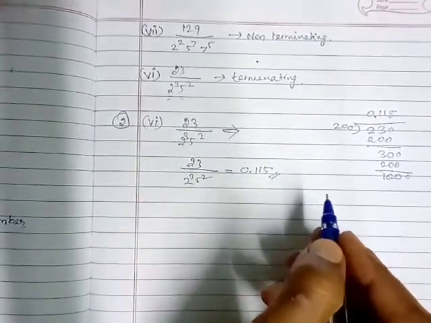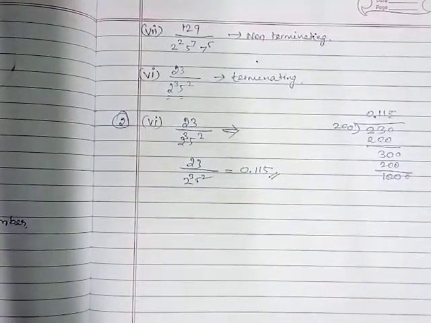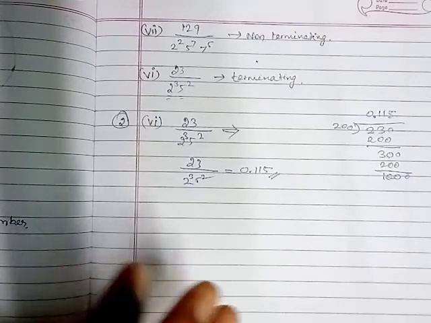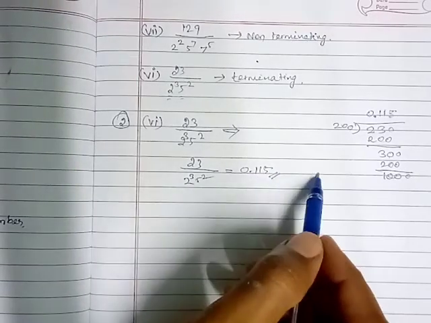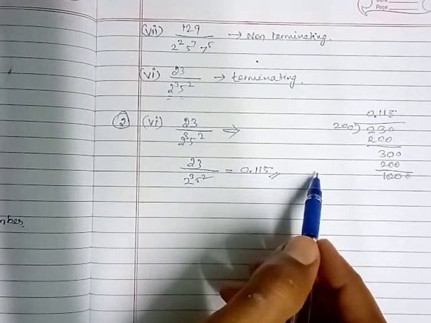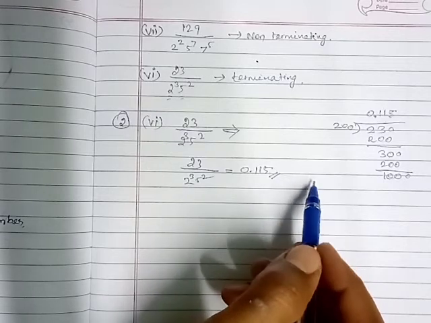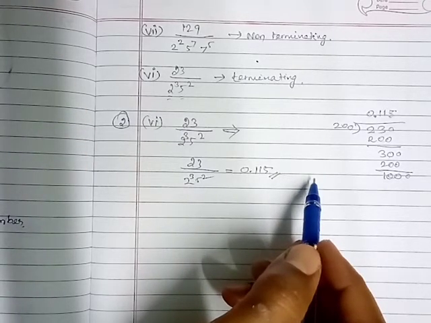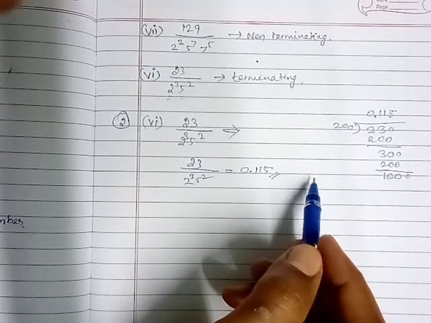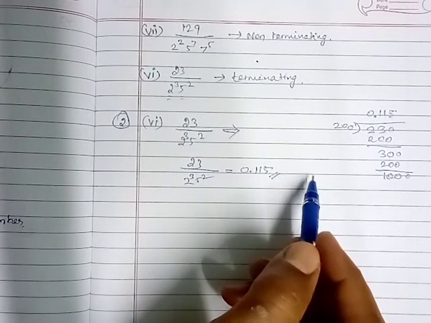It has ended, and this is terminating, right? If it goes on to some more decimal places and does not stop, that is non-terminating, right?